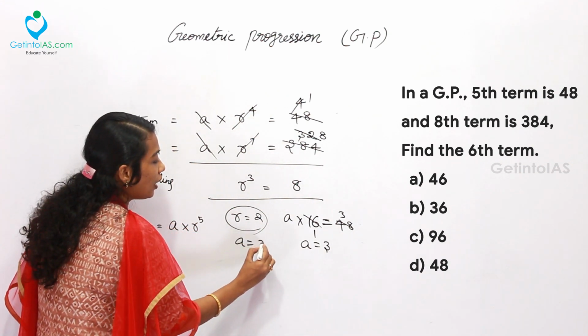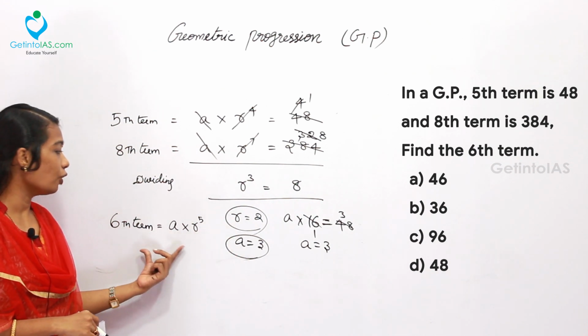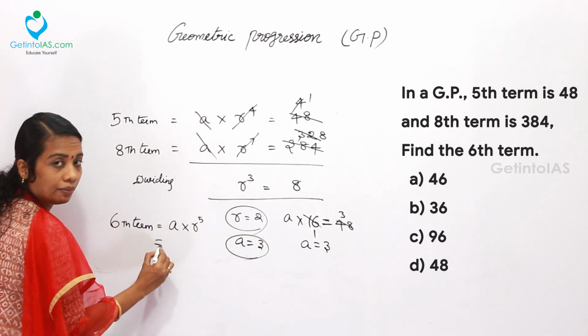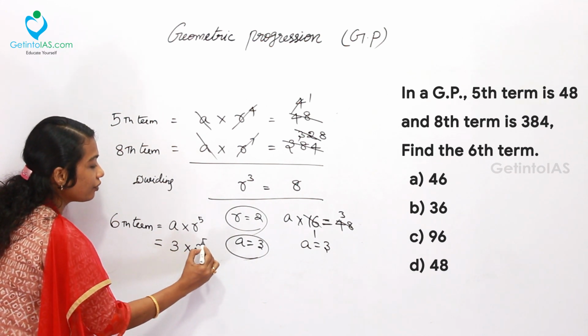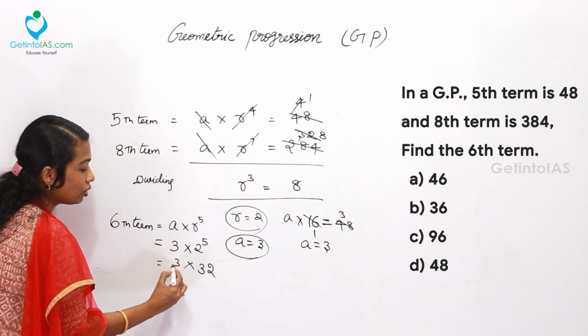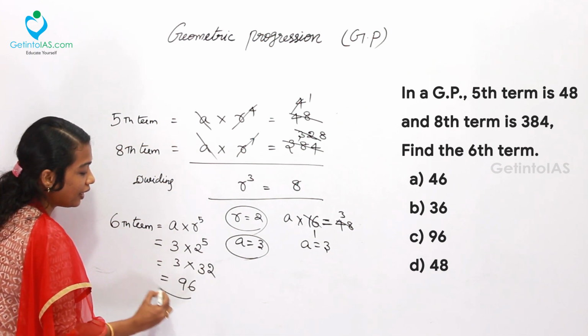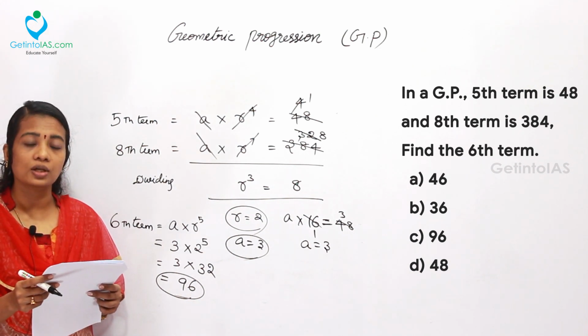Now we have found A is 3. That's all. After finding R and A, our work became very easy. The 6th term will be 3 into 2 power 5. What is 2 power 5? 32. 3 into 32, which is going to be 96. And this is the answer for this question, which is given in option C.